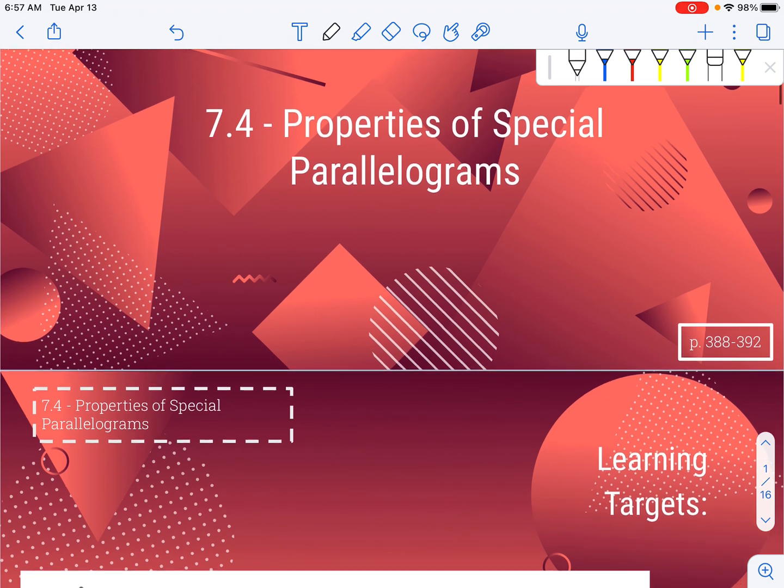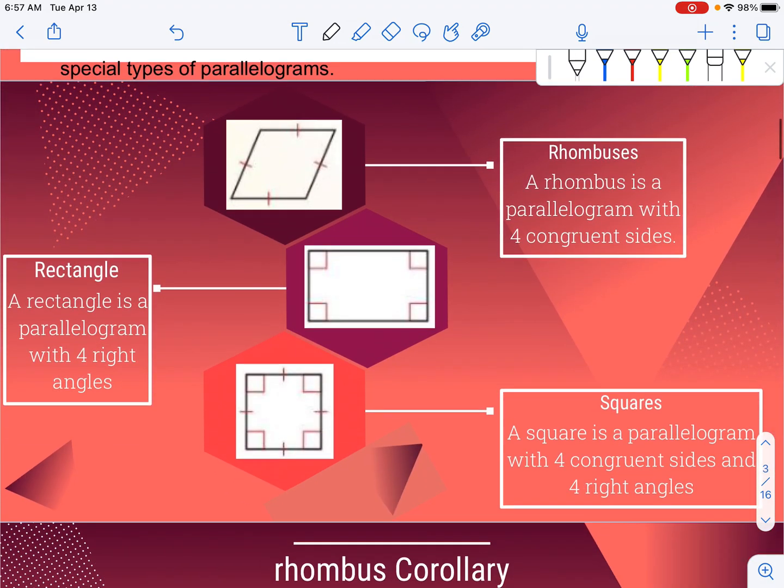So 7.4, properties of special parallelograms. If you remember, the first group introduced to us that we are going to be looking at three different types of parallelograms: a rhombus, a rectangle, and squares. A rhombus is defined because it has four congruent sides, and the classic rhombus shape is that with those slanted sides, and then the tick marks to show that we have four congruent sides. A rectangle is a parallelogram with four right angles. So it doesn't say anything about the sides, but just that we have four right angles, and a square is a combination of them both, right? Of four congruent sides and four right angles.